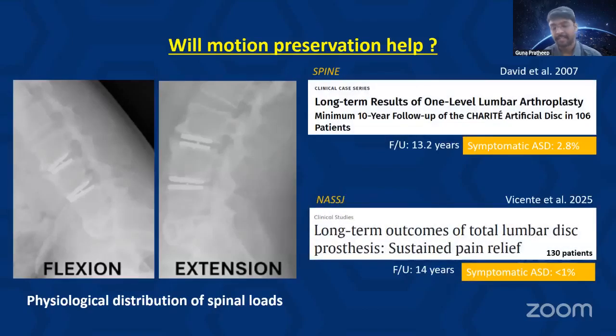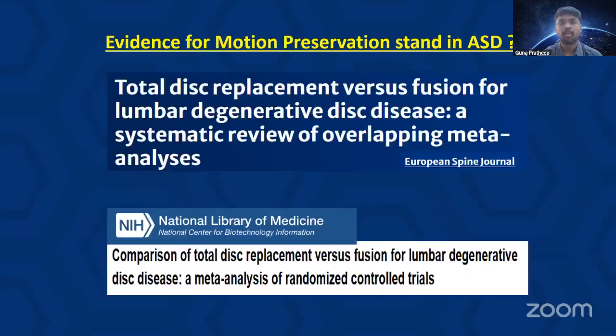But long-term studies have shown these patients also still end up with adjacent segment degeneration, though the symptomatic ASD is relatively less compared to a fusion. So where do we exactly stand in motion preservation and ASD?